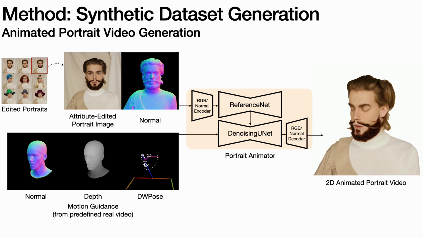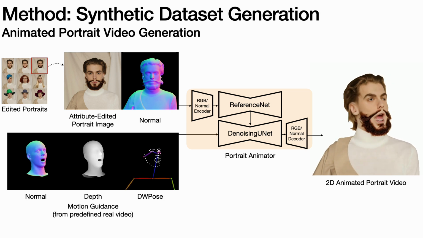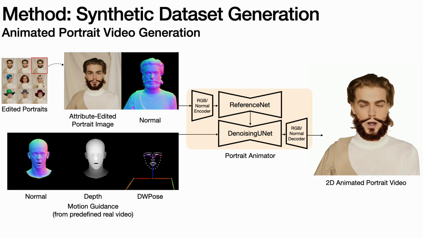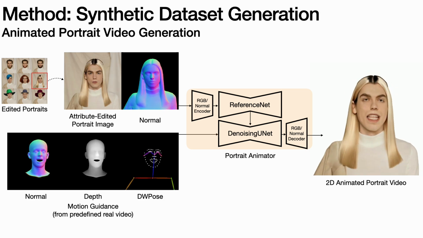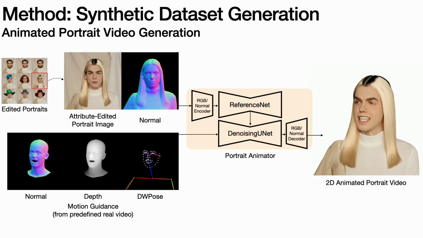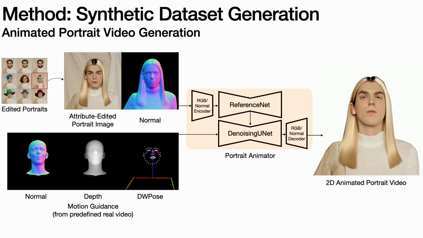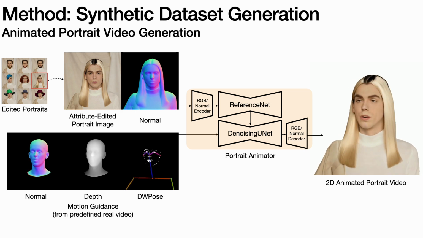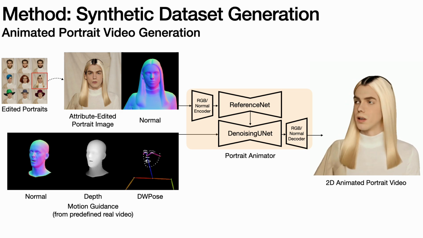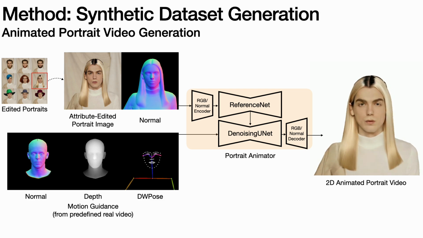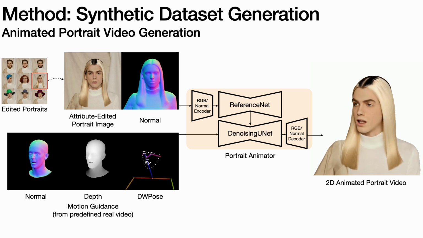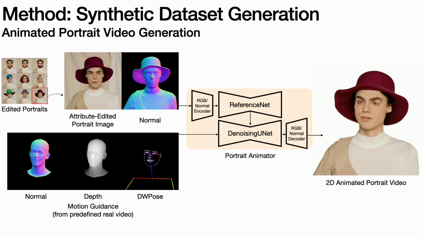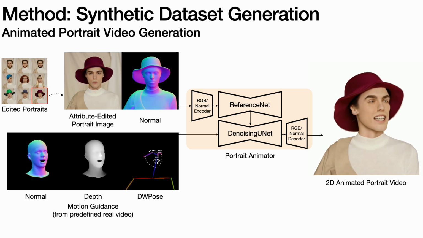We present an example of an animated portrait video with an edited beard. The normal of the synthesized attribute edited portrait image are obtained using the Sapiens model. We show a 2D animated portrait video with a modified hairstyle. We present a 2D animated portrait video with an added hat.